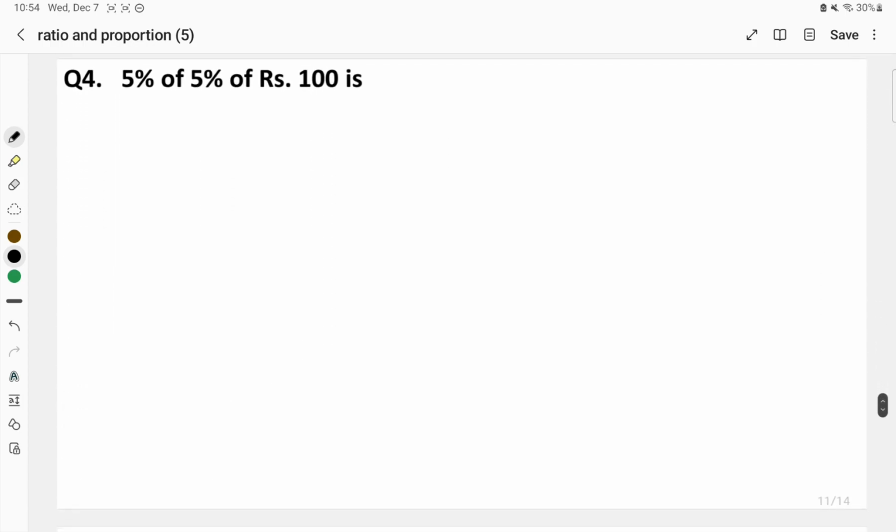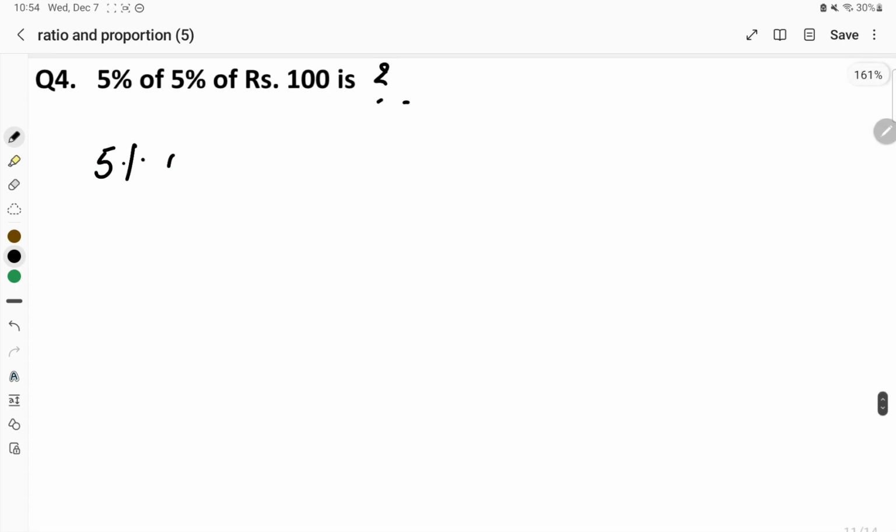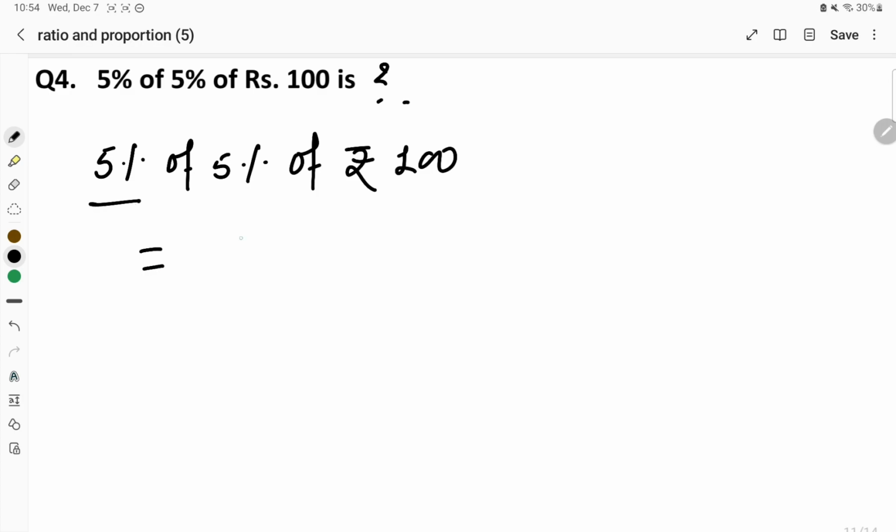Now this is the question that we have to solve: 5% of 5% of rupees 100 is what? Try to understand, 5% of 5% of rupees 100 is the question we have to calculate. We know what 5% is, how can we write it? 5 upon 100, ma'am. For "of", what are we going to take? Multiplication, ma'am.